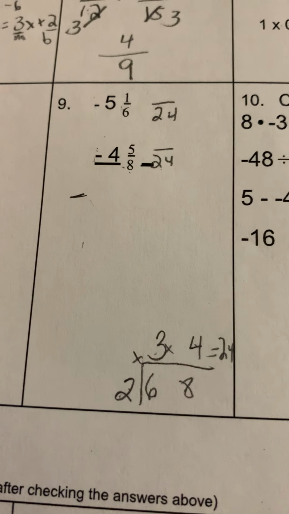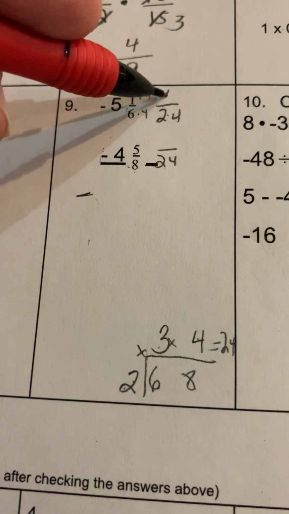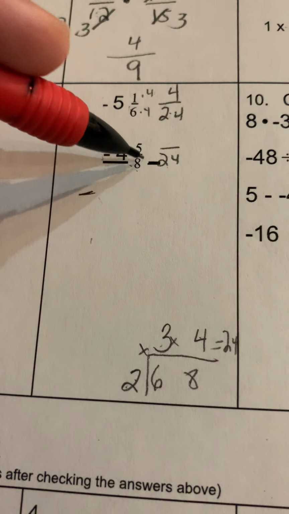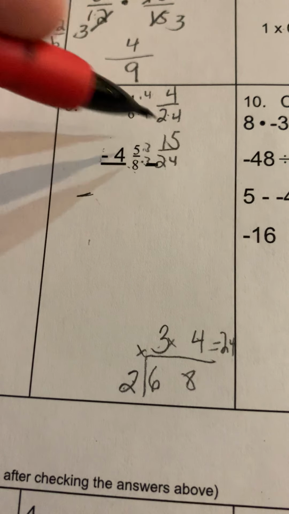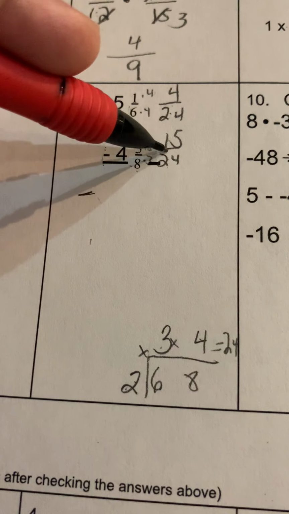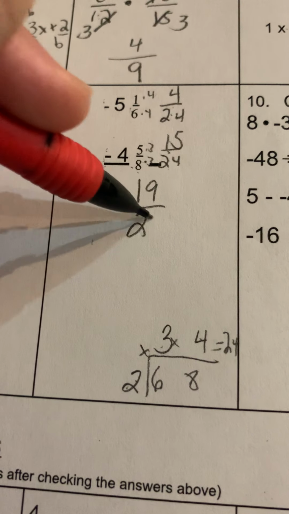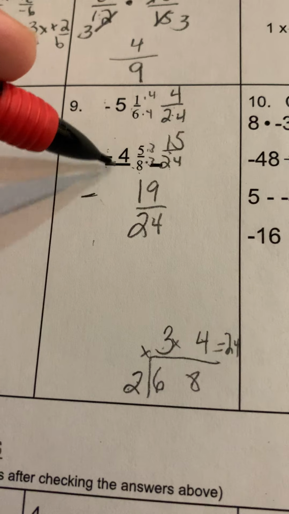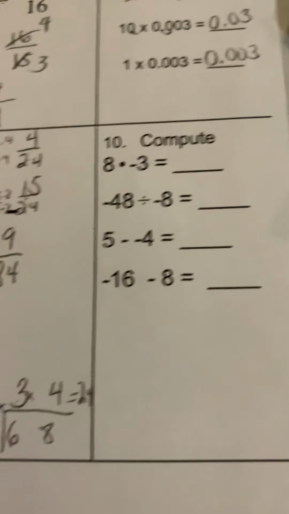Now you just have to use equivalent fractions. 6 times 4 is 24, so 1 times 4 is 4 24ths. 8 times 3 is 24, so 5 times 3 is 15. Now because the signs are the same, you're going to end up adding. So you're going to have 19 24ths. And 5 plus 4 is 9. So your answer is negative 9 and 19 24ths.